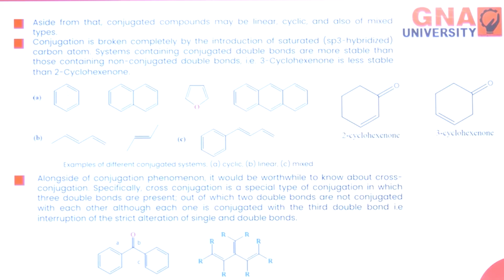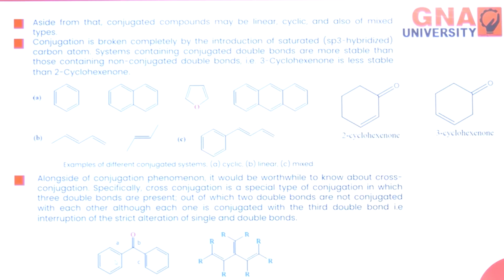Now after conjugation, we also have cross conjugation. Cross conjugated systems are systems where we have three double bonds, right? And in that particular system, two double bonds are in conjugation with the third double bond, but they are not in conjugation with each other. Here I have given two examples.